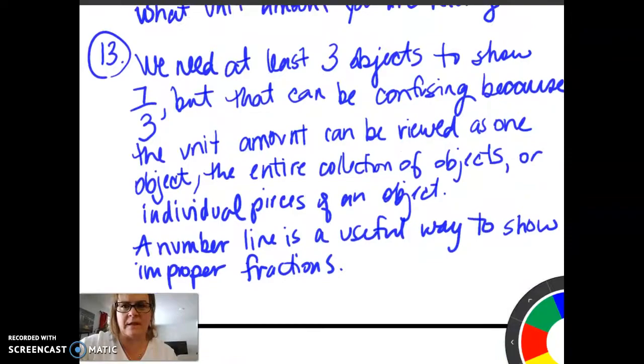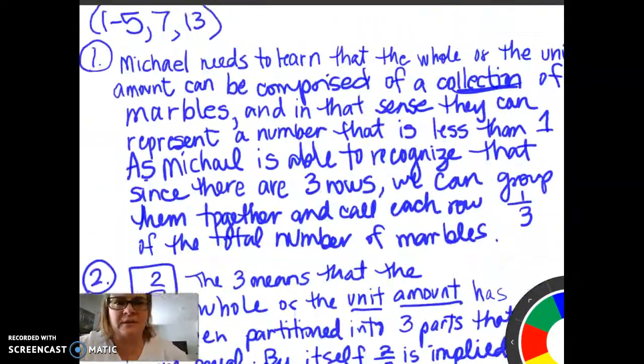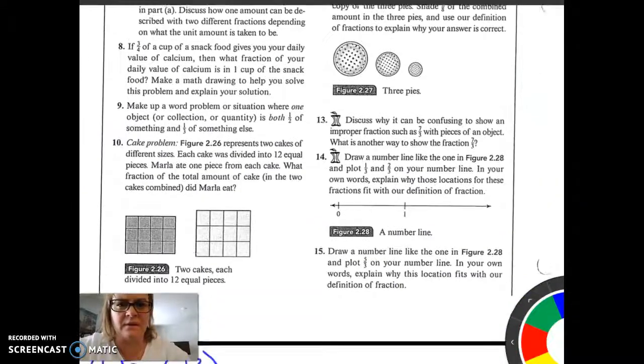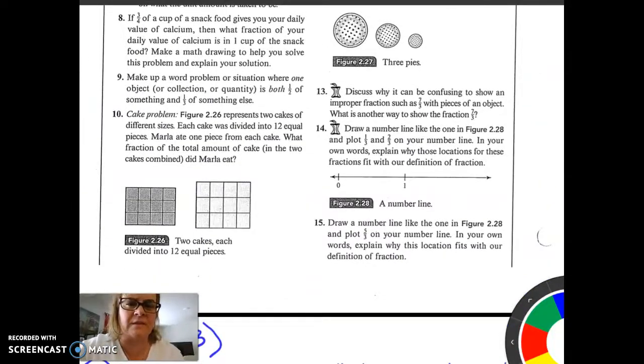All right, so let's go to the last one, number 13. Number 13 is about improper fractions. And in the world of improper fractions, it can be confusing with kids. This is my little soapbox. It can be confusing to kids to think that improper means wrong. Please don't use that terminology.